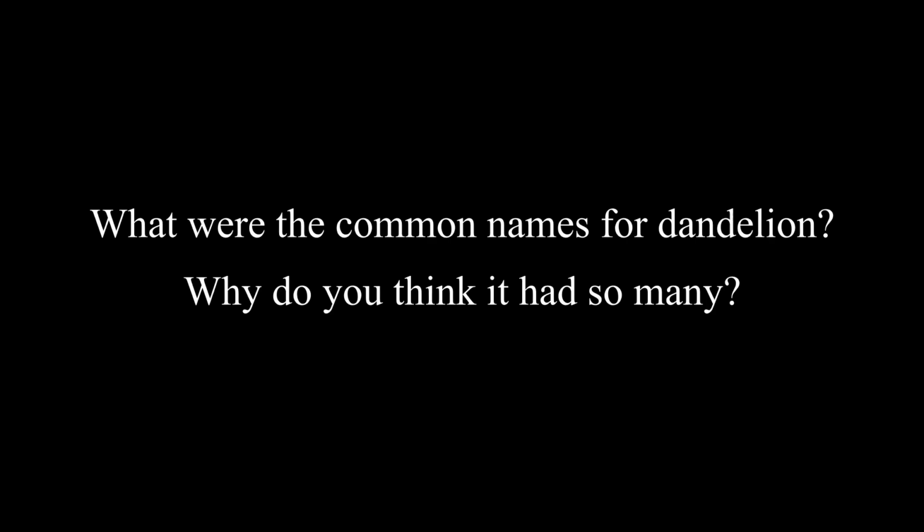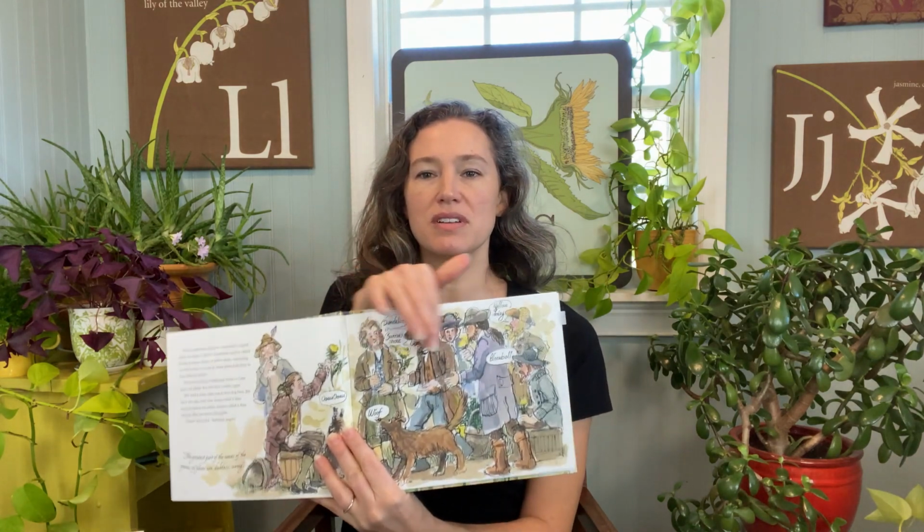This is the second question. What were the common names for dandelion? Why do you think it had so many? So we did a little bit in the scientific classification lesson, but I'll read some of them out to you. This is what all of the different people on page 13 are saying. Dandelion, swine's snout, yellow daisy, and blowball. It's also Irish daisy. And there were lots and lots of names for dandelion.